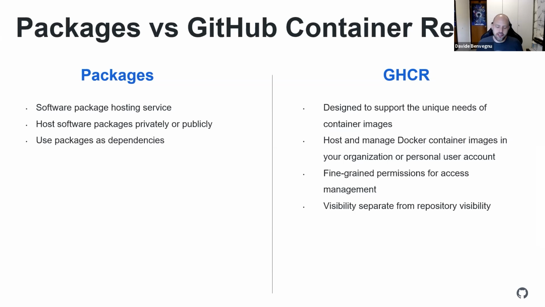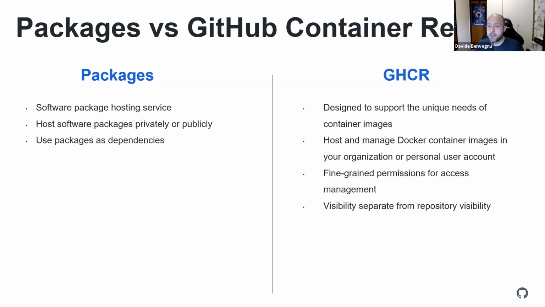If you've followed the latest announcement, we now have another way to store containers in GitHub, which is even better than GitHub Packages. Because GitHub Packages is more for software packages, especially for your own dependencies. And you can use that to save your packages either privately or publicly, depending on the availability of your repo. And of course, use those packages, as I said, as dependencies. And you can store Docker images in there.